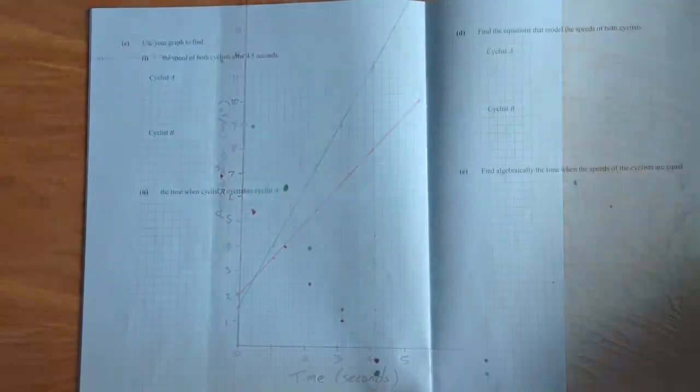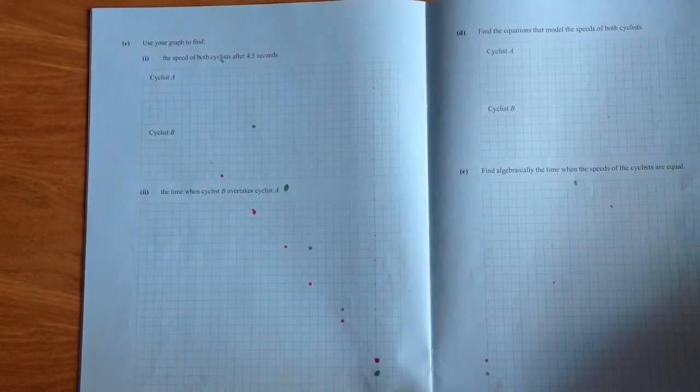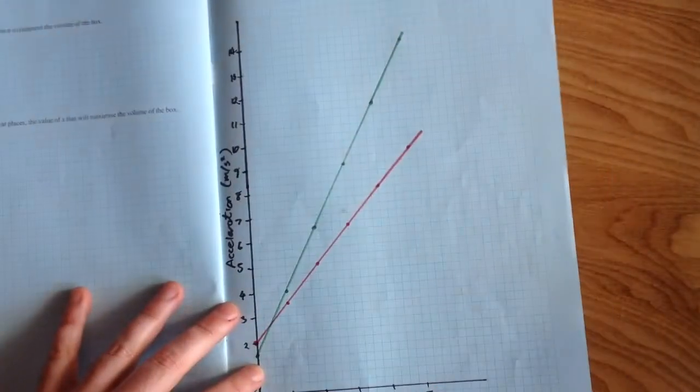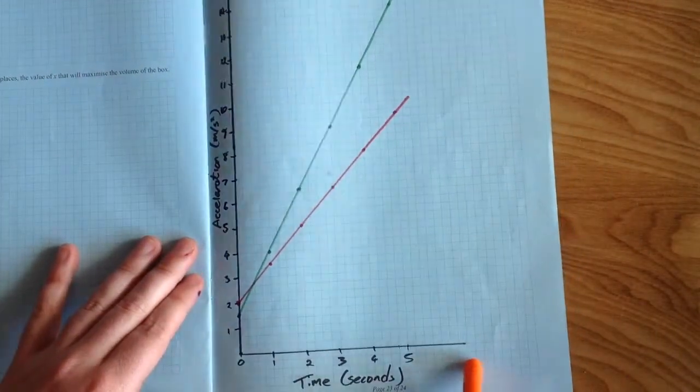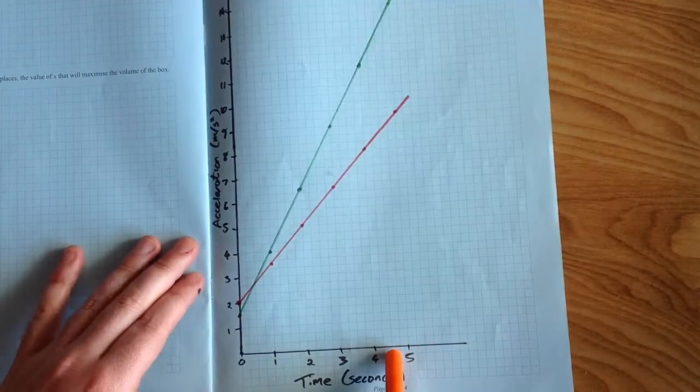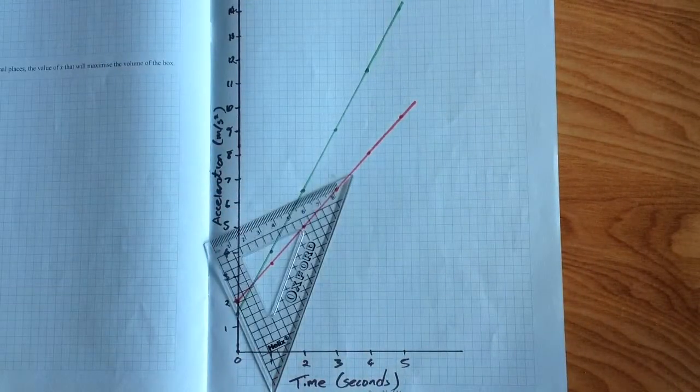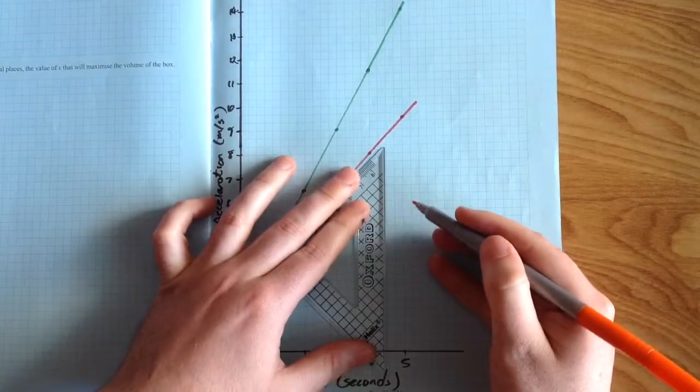Okay, so part C, part 1 says, use your graph to find the speed of both cyclists after 4.5 seconds. Okay, so we'll go to the graph. 4.5 seconds is down here. Okay, so what I'm going to do is go to where 4.5 is and go up.